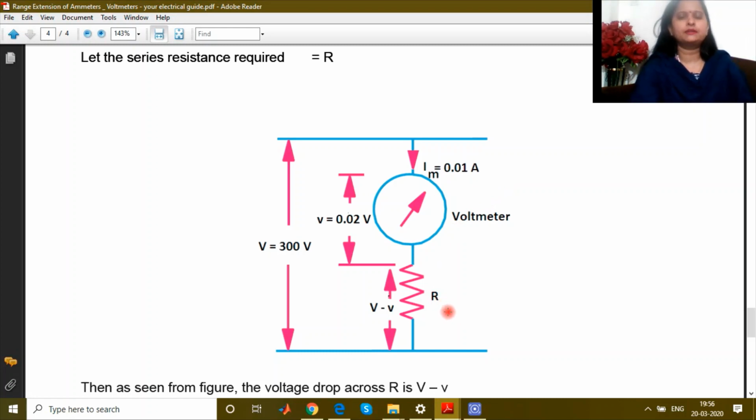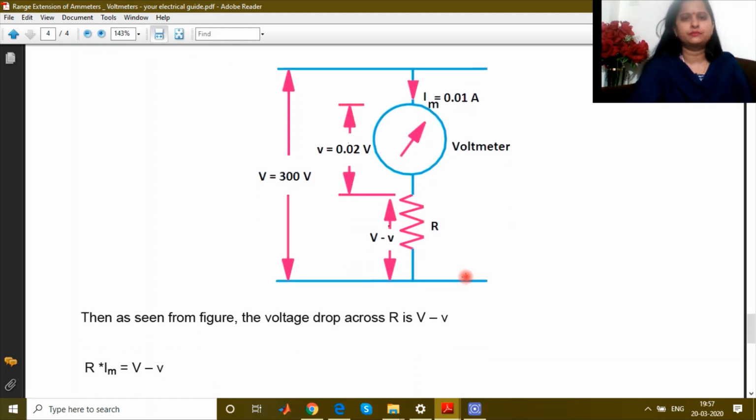Because there is a phenomenon in a series circuit that the current will be the same and the voltage will be divided. So we have 0.02 volt, the range of this voltmeter, and 300 volt is the voltage to be measured. So there is extra voltage. This extra voltage will have a path through this resistance R. So this R is known as the multiplier. We need to find out the value of this resistance, the multiplier, so that this voltmeter will be able to measure the voltage up to 300 volt.